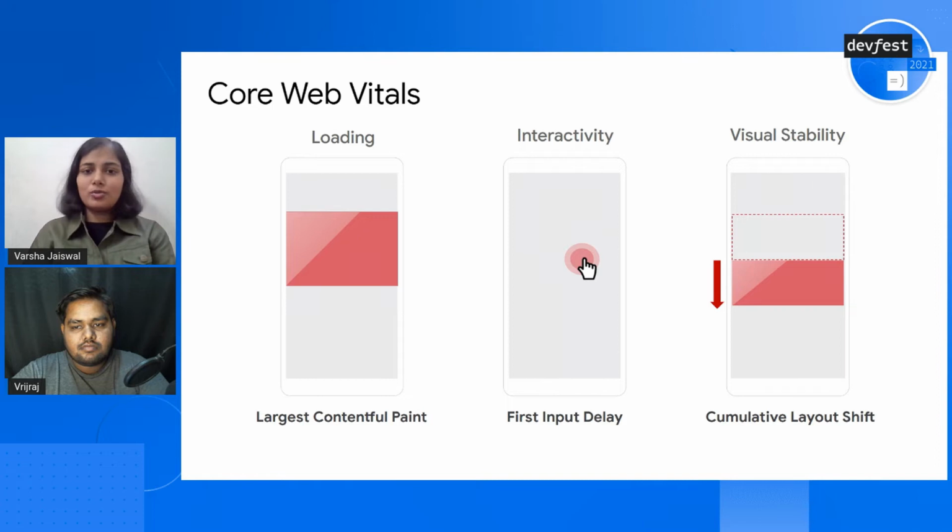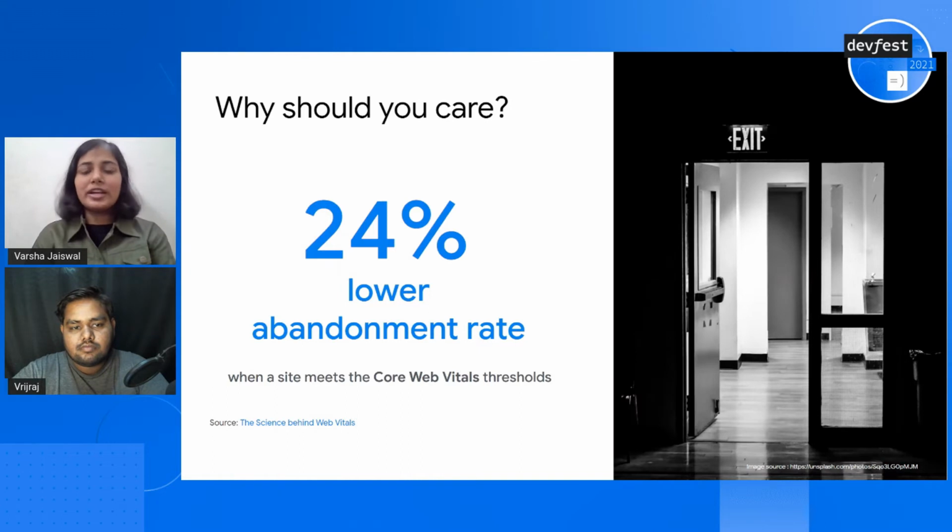Before that, I want to tell you why you should care about these things. If I go on the data, if you are taking care of these metrics under Core Web Vitals, the abandonment rate of your website decreases by 24%. And what I mean by this is, let's say a user is opening a website and it's taking much time to load.